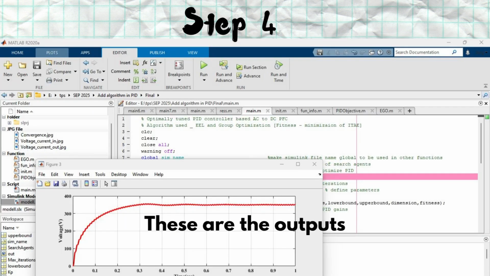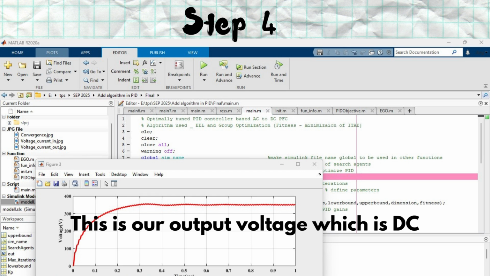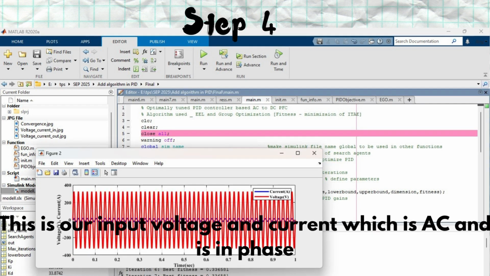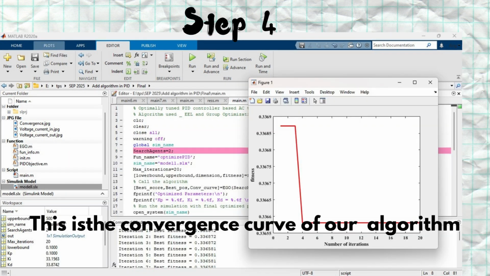These are the outputs. This is the output voltage, which is DC. As we saw previously, we set our desired voltage as 350 volt and we have attained that. This is our input voltage and current, which are AC and in phase. This is the convergence curve of the algorithm.